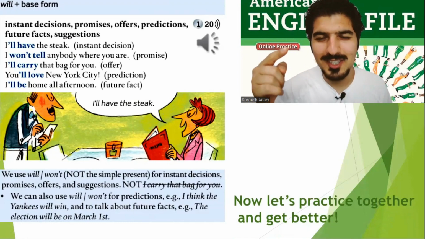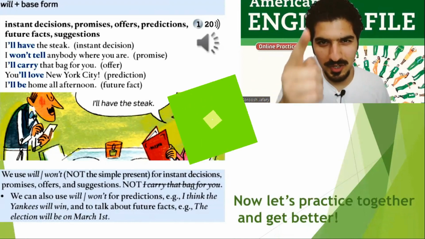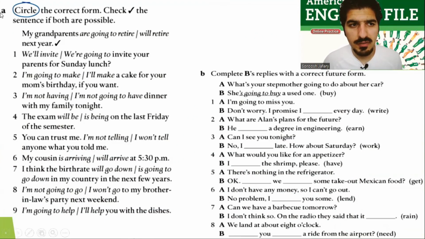Now, I know that you're very smart. Let's practice this together. Me and you. As always, we have two exercises. A. Circle the correct form. Check the sentence if both are possible. For example, my grandparents are going to retire, or my grandparents will retire next year. Both of them are correct, so you just put a check.